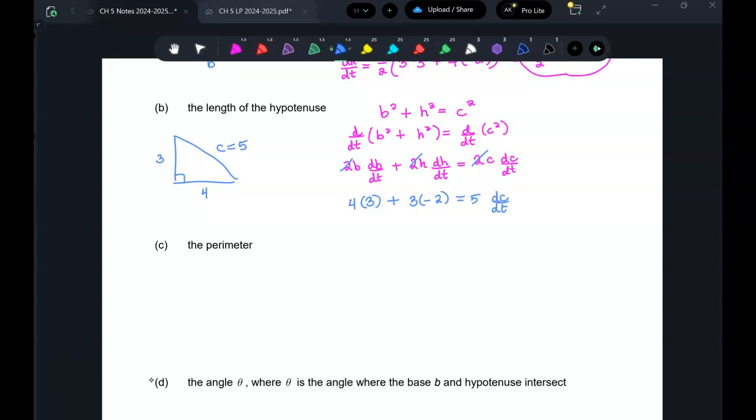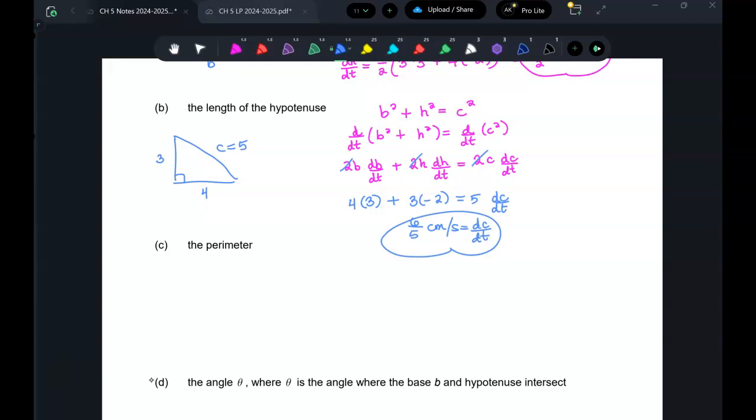All right, so 12 minus 6 equals 5 dC. So 6/5 centimeters per second. So that means at that instant, the hypotenuse is increasing at the rate of 1.2 centimeters per second. Yes.